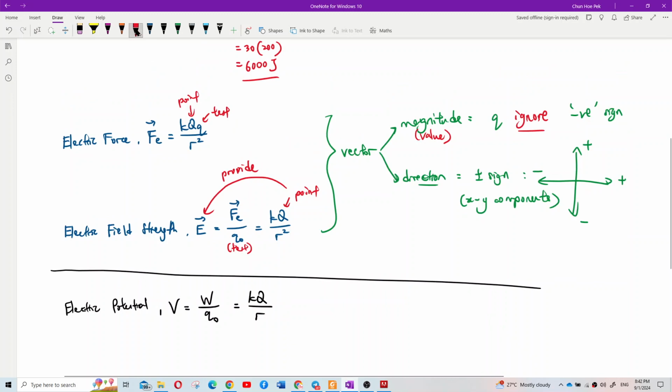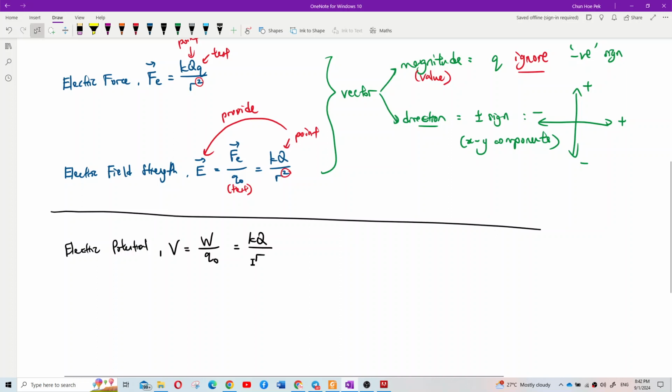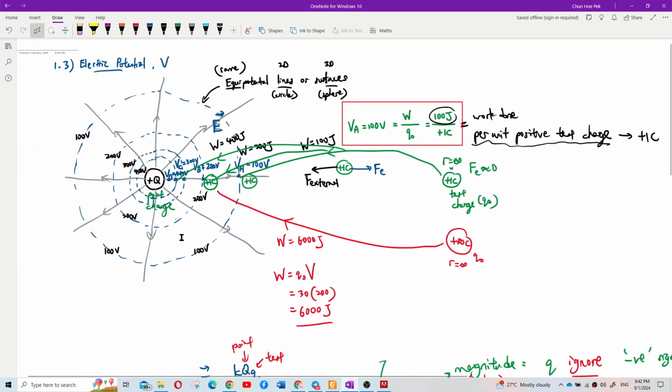For vectors like force and field strength, you have R square. See that? But for potential, only R, no square. Also electric field strength divided by test charge, and here is the point charge. Point charge provides the potential. Point charge provides the electric field. Point charge provides the potential. Isn't it?